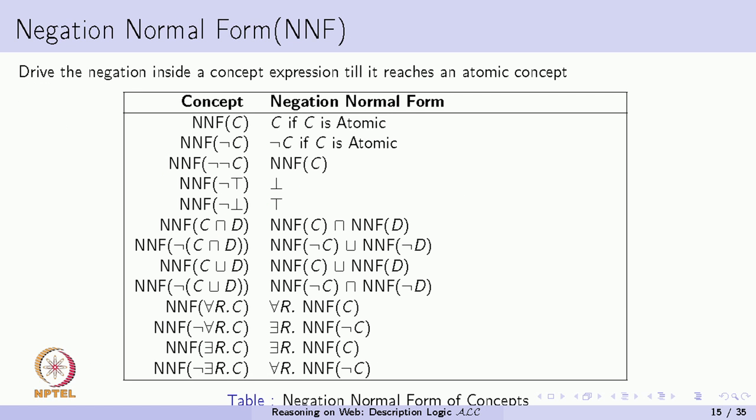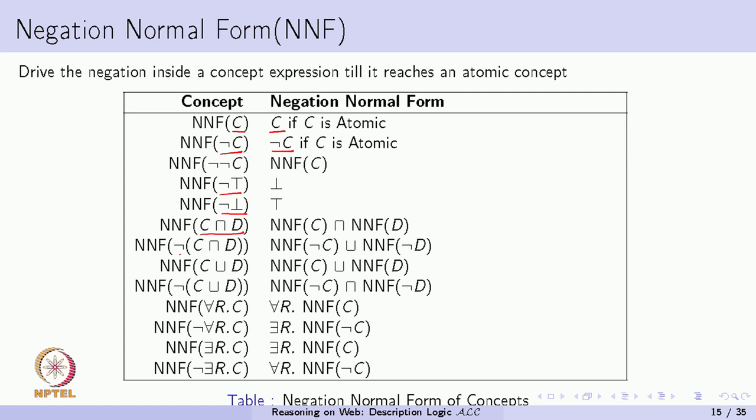So, conversion to negative normal form, these are the things. On the left hand side you can see a concept inside the brackets, and on the right hand side it is negative normal form essentially. So, negation NF of C is just C itself, and NF of not C is not C if C is atomic, then not not C you just remove the not. Negation of top is bottom, negation of bottom is top. The negative normal form of C intersection D is the negative normal form of C intersection the negative normal form of D. So, very similar to the process by which you convert things into CNF essentially.